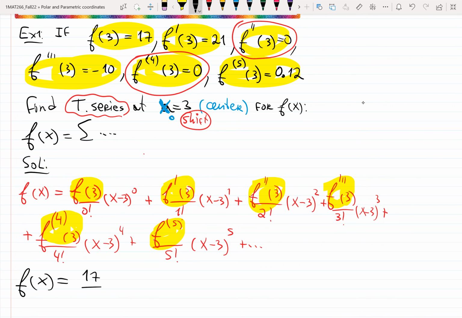17 is f of 3. And I will not divide by 0 factorial because it's 1. And I will not multiply by x minus 3 because it's 1. So it's 17. F prime at 3 is 21. 21 multiplied by x minus 3 to the 1.